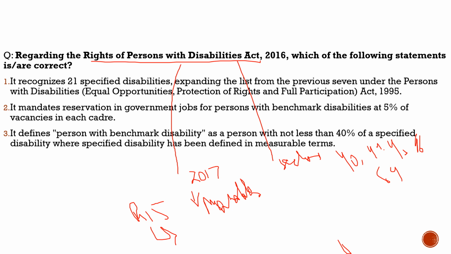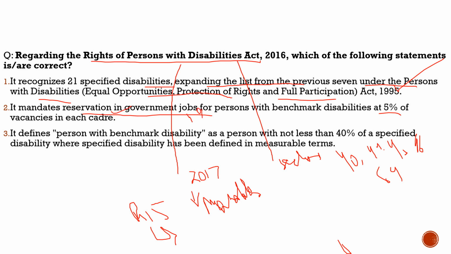Now we need to understand the basics of the Rights of Persons with Disabilities Act, and we would understand that through this question. Here the question says, regarding the Rights of Persons with Disabilities Act 2016, which of the following statements are correct? First, it recognizes 21 specified disabilities, expanding the list from the previous 7 under the Persons with Disabilities (Equal Opportunities, Protection of Rights and Full Participation) Act 1995. 100% correct. Second, it mandates reservation in government jobs for persons with benchmark disabilities at 5% of vacancies in each cadre. No, it is not 5%, but it is 4%.